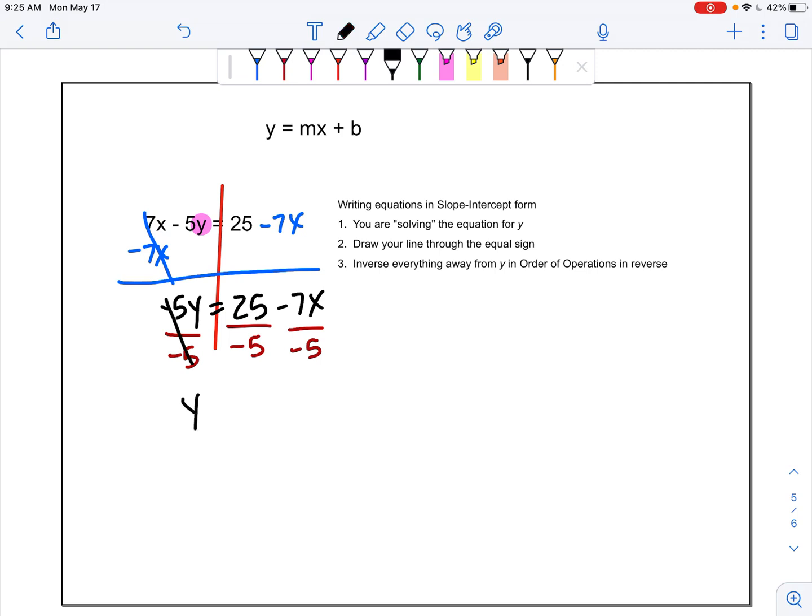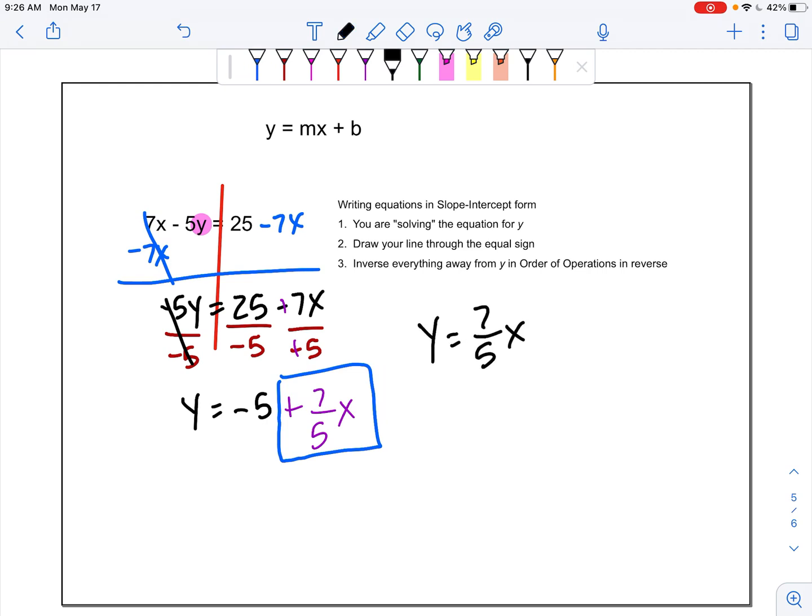They cancel out, and I'm left with y equals 25 divided by negative 5 is negative 5. And then these are going to cancel each other out. So I'm actually going to be left with plus 7/5 x. So when I switch it all around, remember, I want to take all of this, sign and everything. So I have y equals 7/5 x minus 5.